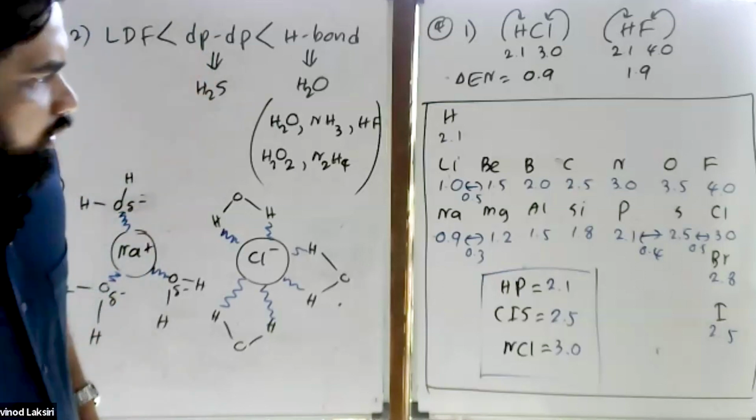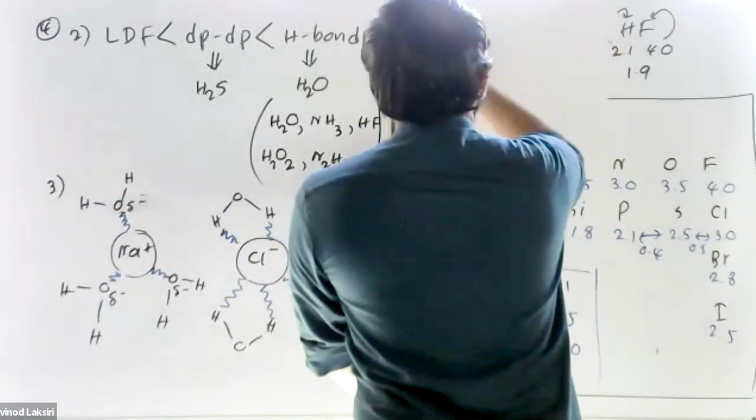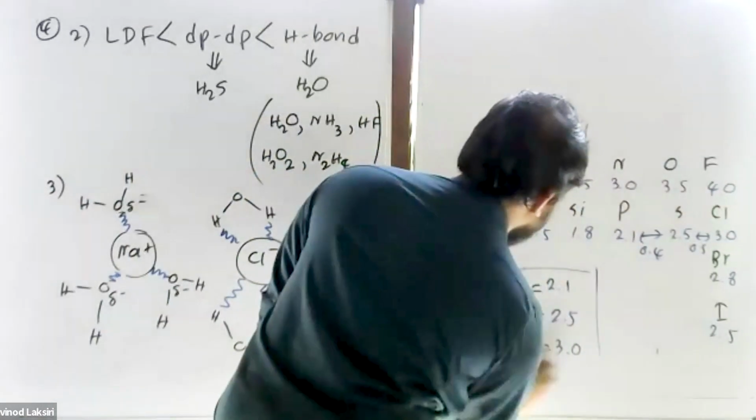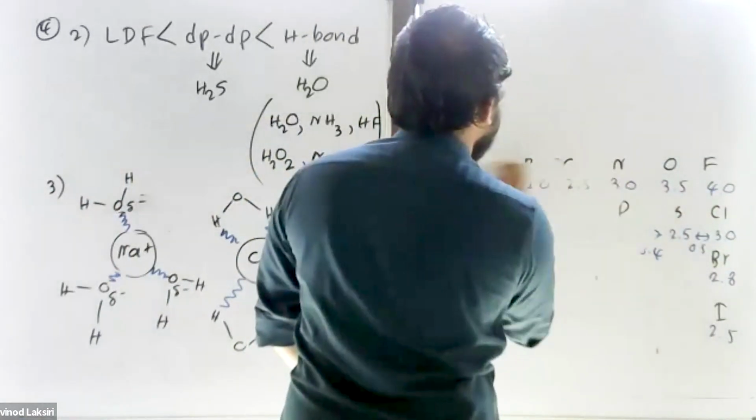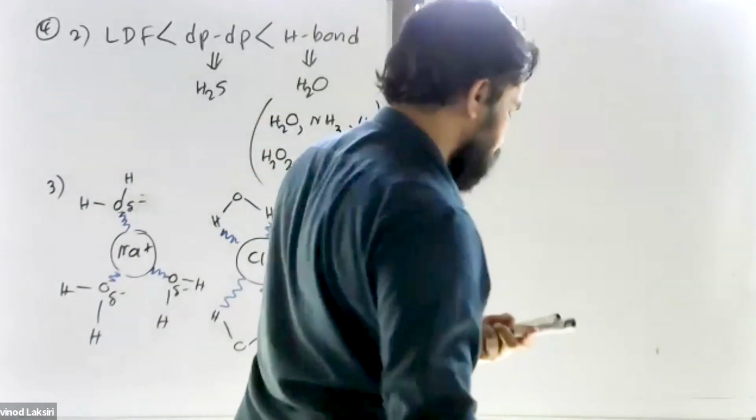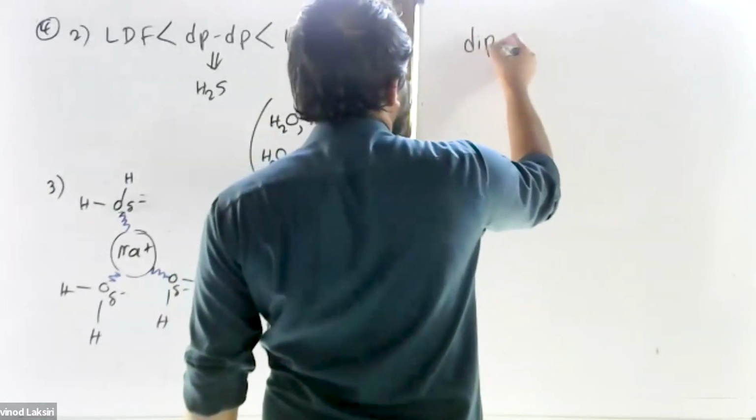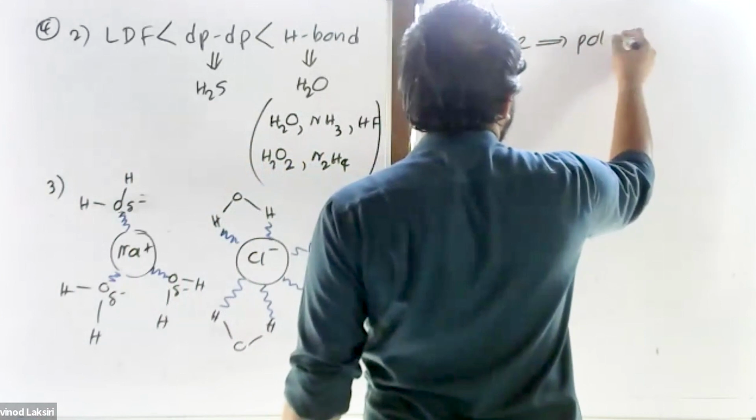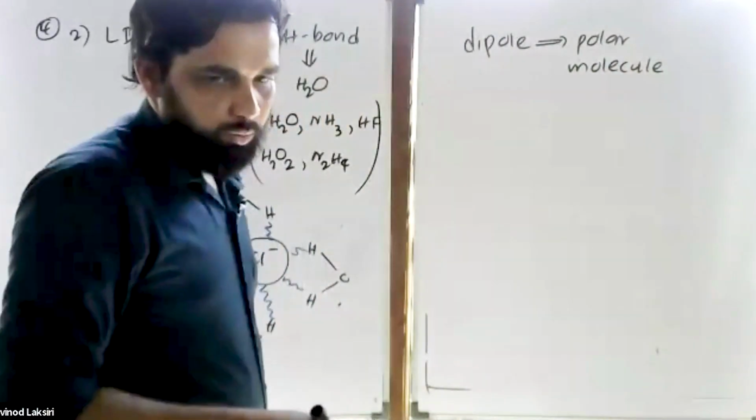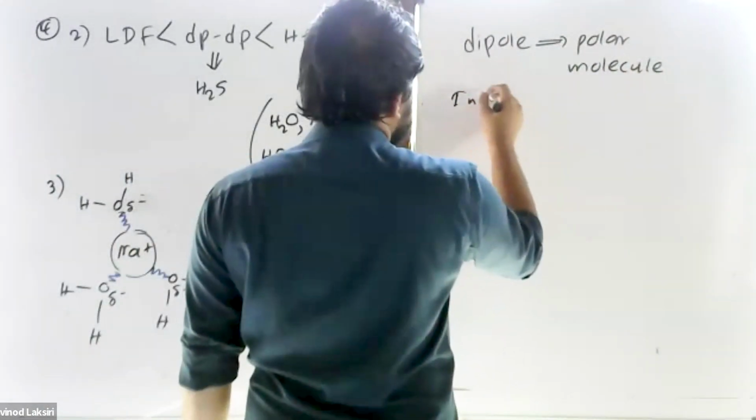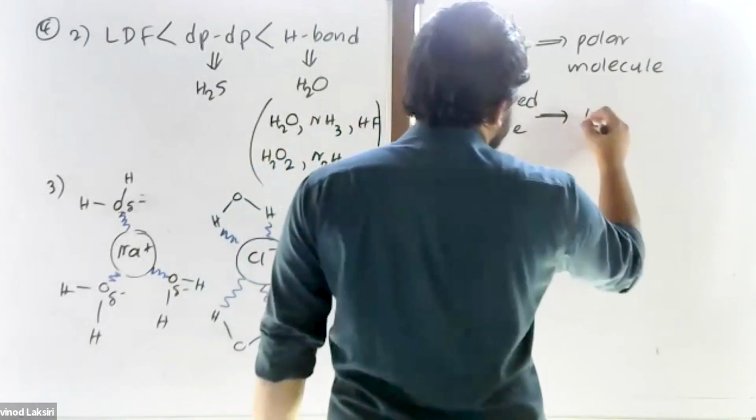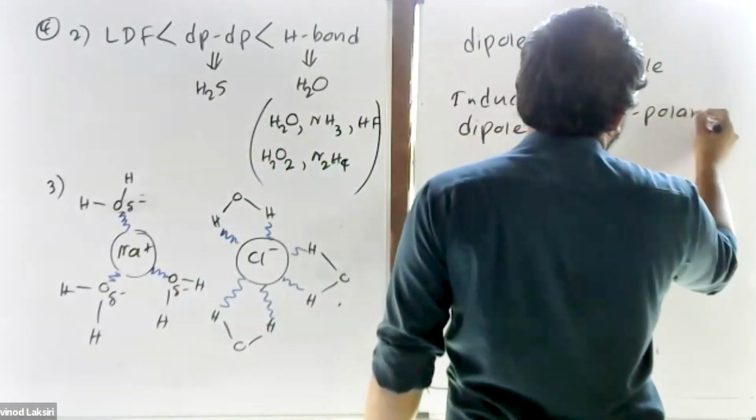Dipole word is used to indicate the polar molecule, and induced dipole word is used to indicate the non-polar molecule, right? So remember in the secondary interaction theory, the dipole word is used to indicate the polar. What is a polar molecule? A molecule having a dipole moment, right? And the induced dipole word is used to indicate the non-polar molecule.